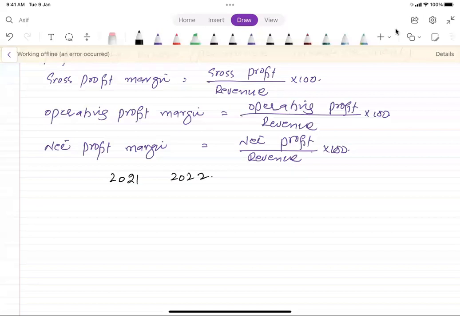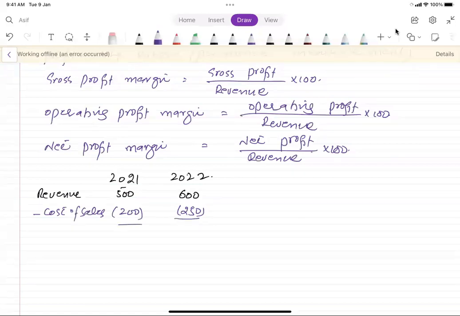For example, the revenue for 2021 was 500,000, that increased to 600, in thousands these figures are. Minus cost of sales: in 2021 that was 200, that increased to 250, and we calculate gross profit from both. The gross profit is 300, and for 2022 this is 350.